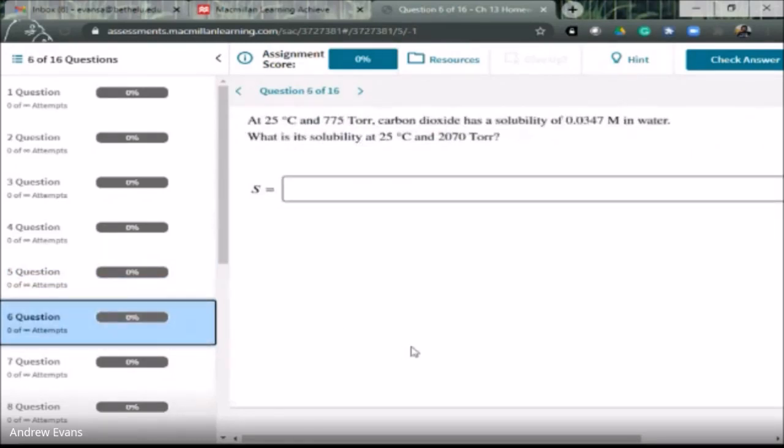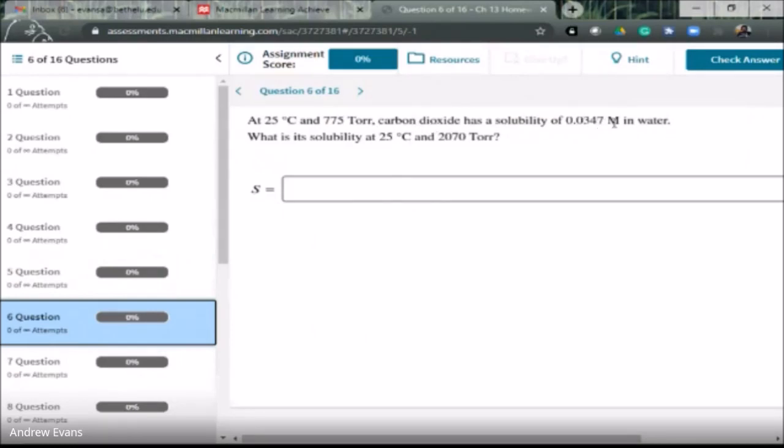Okay. So, this is Henry's law. Henry's law simply states that there's a constant proportion of concentration and solubility. So 775 is the pressure. The pressure and concentration are proportional by a constant. So 775 times a constant equals 0.0347.